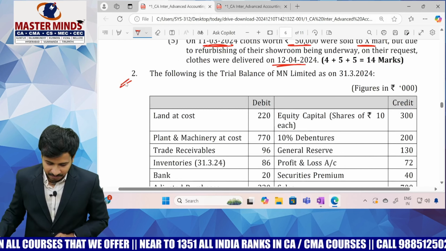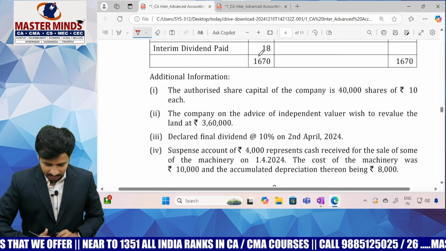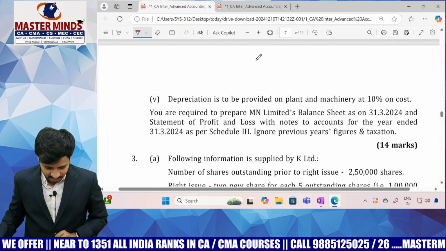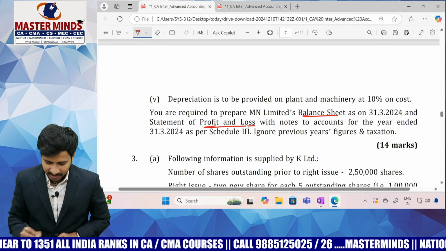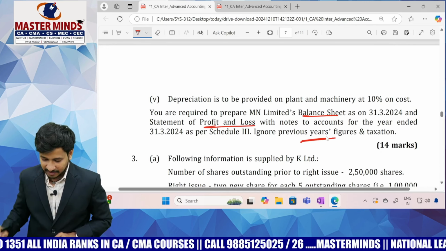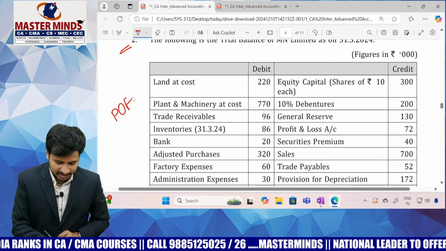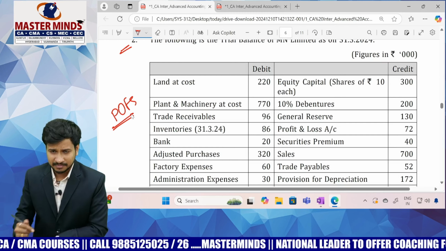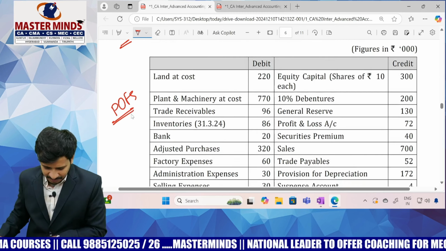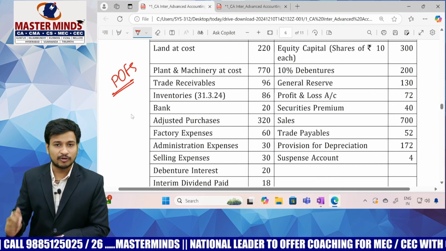And question number 2, following is the trial balance given. Additional information. You're required to prepare MN Limited balance sheet and P&L account. Ignore previous year's figures and taxation, which is obviously preparation of financial statements. I mean to tell company final accounts. And if you observe, everything is pretty simple. But let me tell you some things on what you have to concentrate.